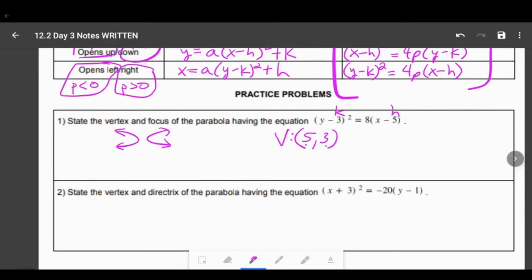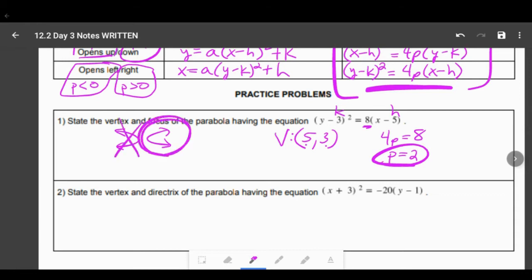The next thing you're going to do for all these problems is you look at this 8, and it's there for a reason. If you remember from up above, we have this equation up here, right? We know that 4p is equal to 8. So because 4p equals 8, we know that p is equal to 2. Well, the significance of that is that because it's a positive number, we're looking at a parabola that opens to the right, okay? Because it was y quantity squared and it was a positive p value, it's opening to the right.